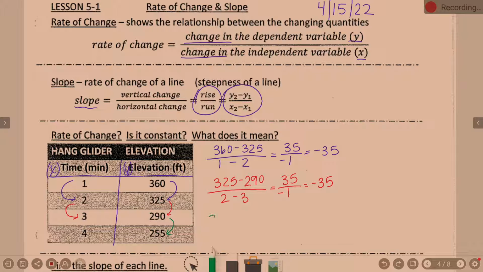This time, 290 minus 255 over 3 minus 4. 290 minus 255 is 35, over 3 minus 4, which is negative 1. And what is 35 divided by negative 1? Negative 35.